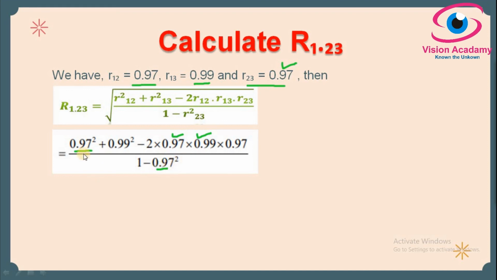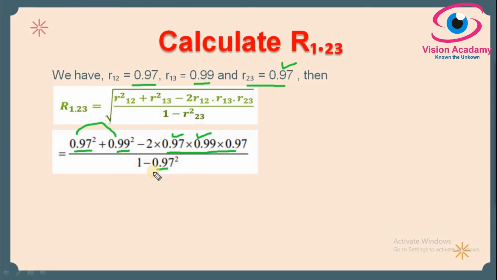Now firstly we have to multiply 0.97 into 0.97, then again 0.99 into 0.99, then we have to add these two values. Then we have to multiply 2 into 0.97, 0.99, 0.97.